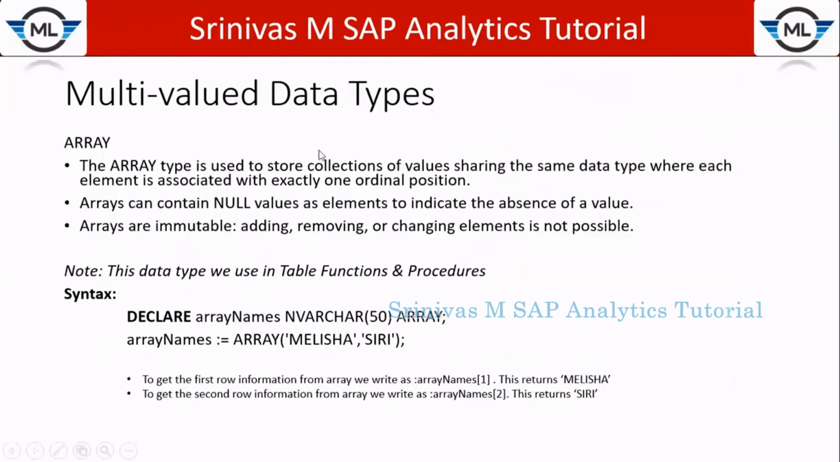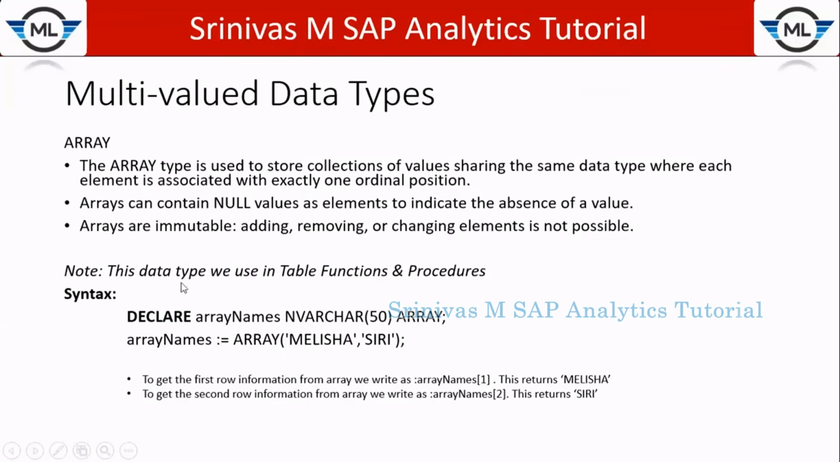Multi-value data types. What are multi-value data types? It is nothing but an array. In other languages we also have this kind of data type, the array data type, which is only one object but stores multiple values. An array type is used to store a collection of values sharing the same data type, where each element is associated with exactly one ordinal position. Array is kind of a stack: one data type which stores a collection of multiple values.